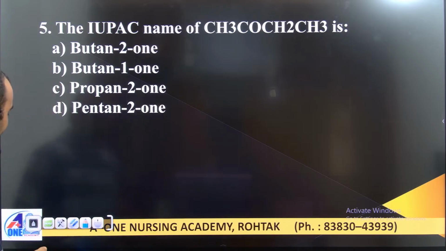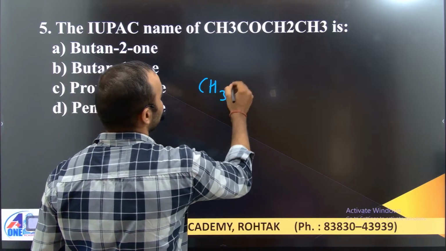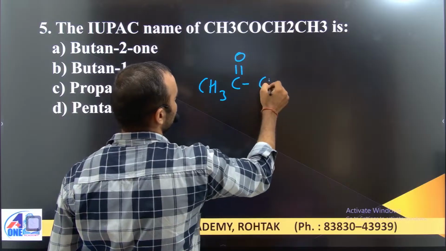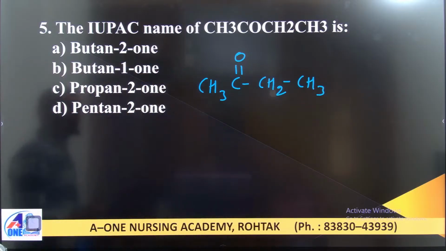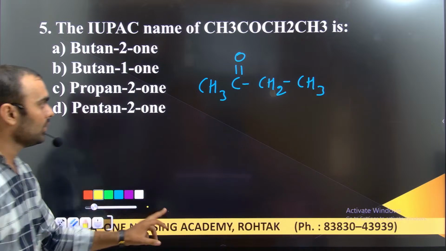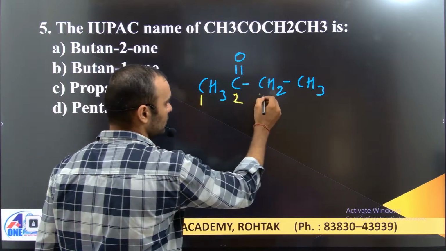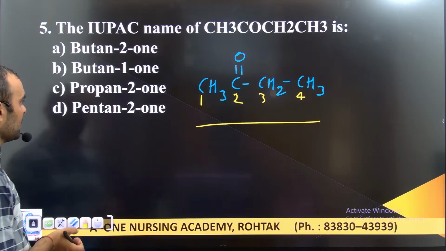Okay, what is the IUPAC name of CH3COCH2CH3? So this is the compound given. While we are giving the numbering of this compound, we know very well: 1, 2, 3, 4. The total number of carbons here is 4. So what should be the name?